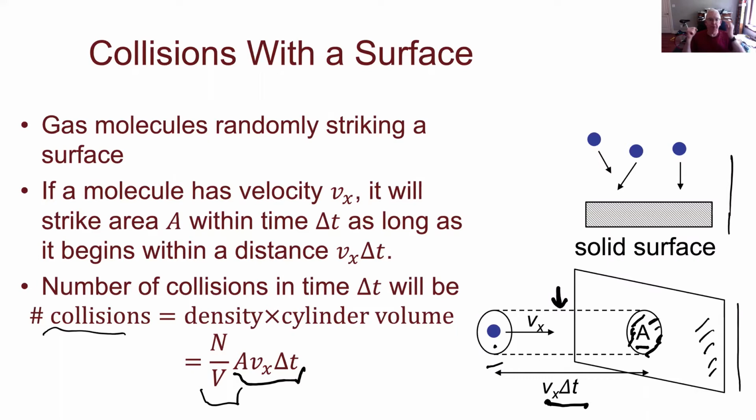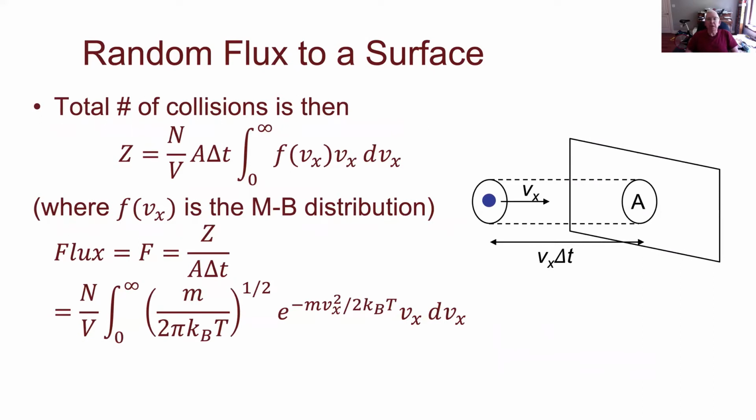Remember that equation on the bottom, which is n over v times the area of the target on the surface times vx and delta t. What we're going to do next is correct for the fact that we implied all the molecules have the same speed in that last argument. That's not true. We know that molecules have a range of speeds, and we know that those speeds are given by the equation for the Maxwell-Boltzmann distribution function.